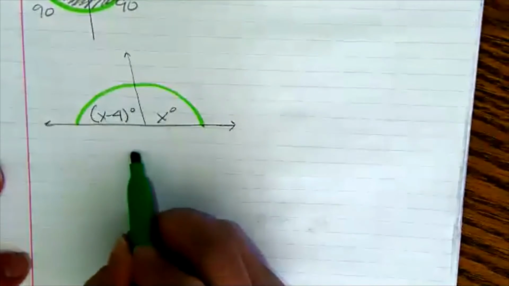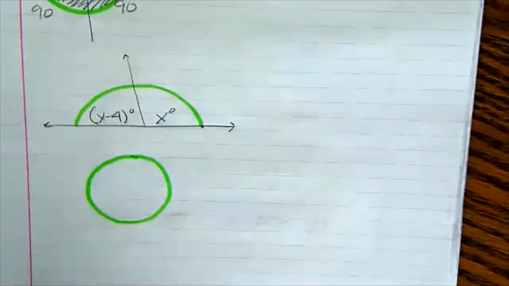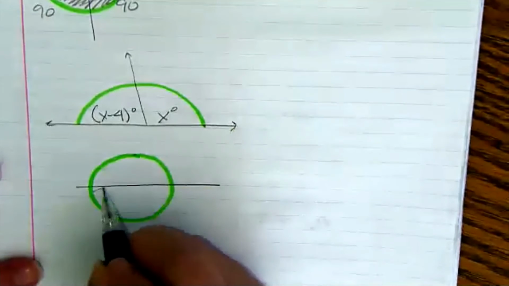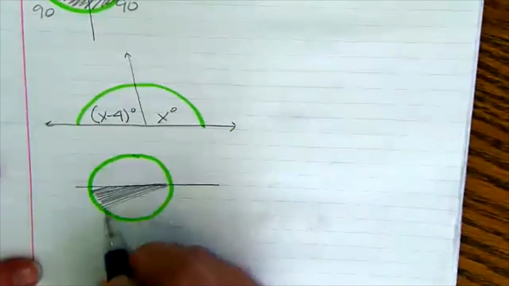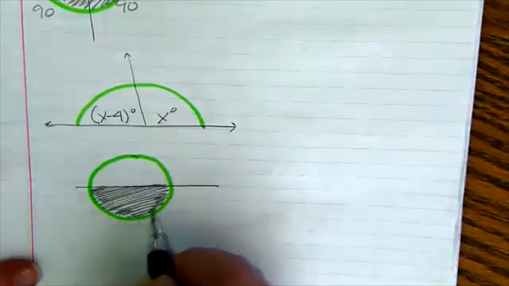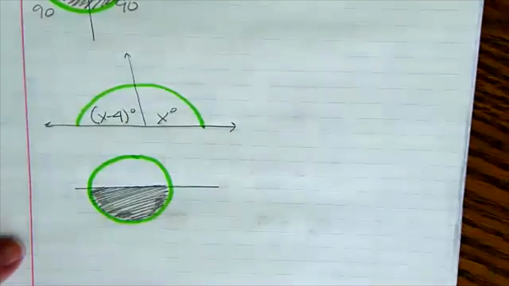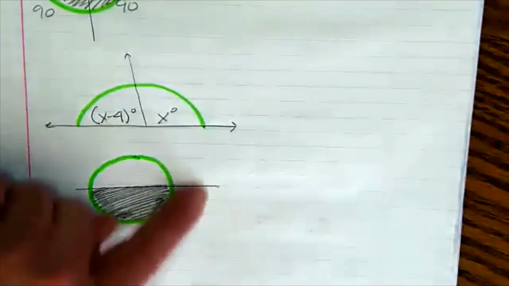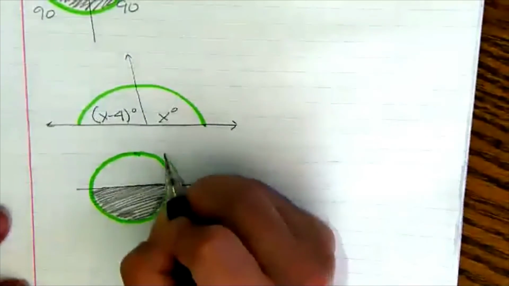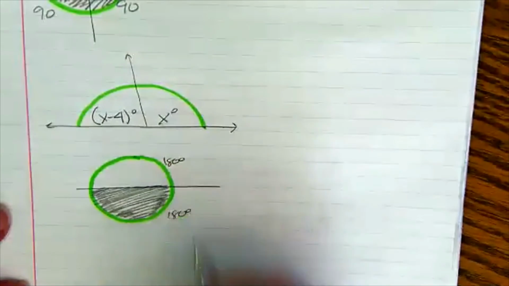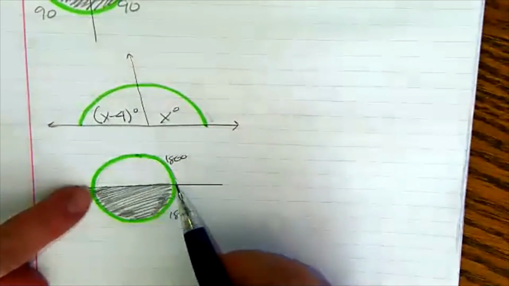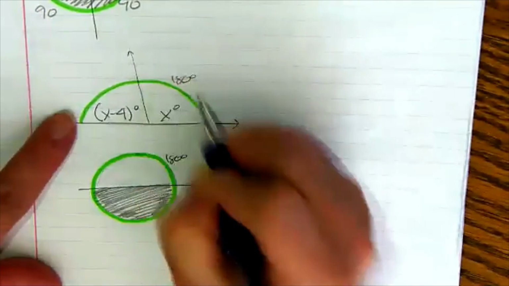See that? We know if we have a circle, and this is a straight line through the circle, we're not dealing with this part. So a straight line through a circle cuts that circle in half, right? So if the circle is 360 degrees and we're cutting it in half, that means this is 180 degrees and this is 180 degrees. So this whole part right here is 180 degrees.